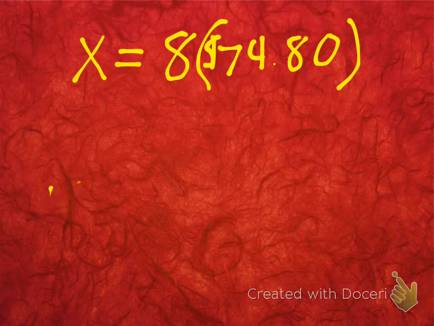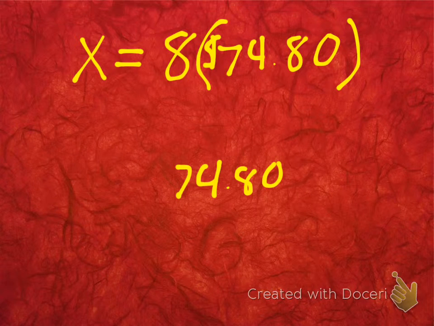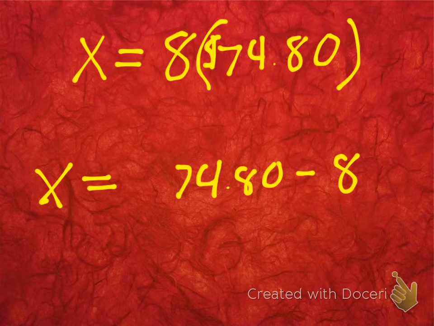Alright. So, let's look at B. The cost of a video game is $74.80. Find X, the amount Josh needs to buy the game if he already has $8. Well, what would I do to figure that out? Minus 8. Now, is that what we have up there? No. That's pretty easy.